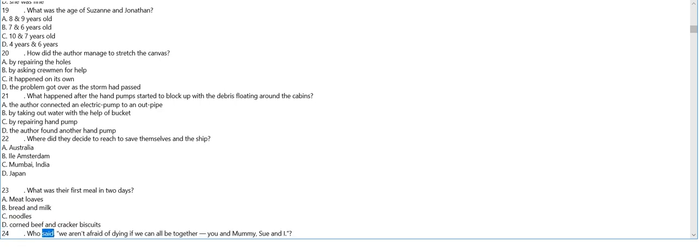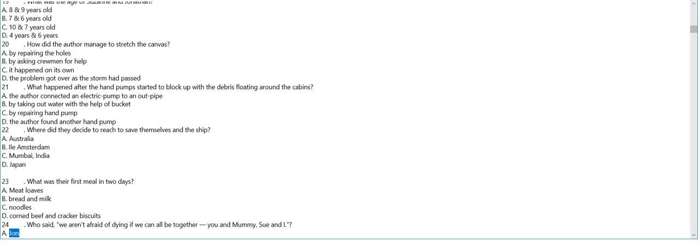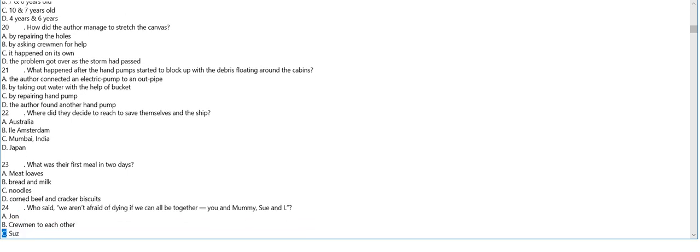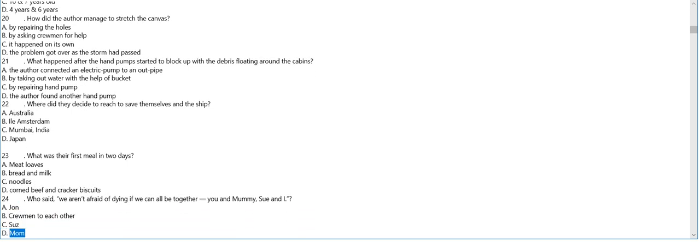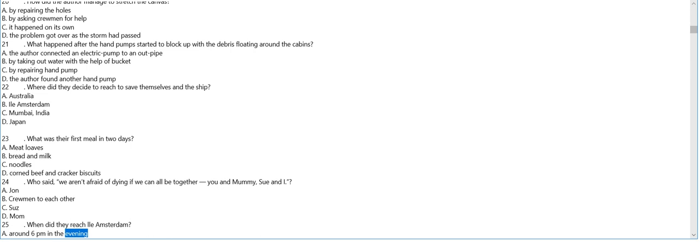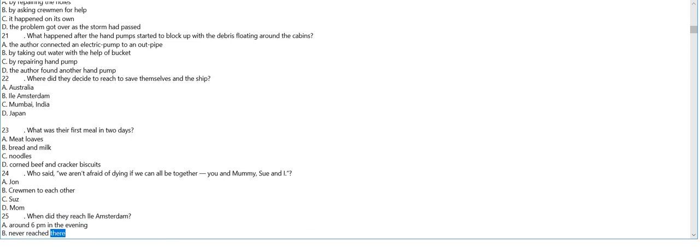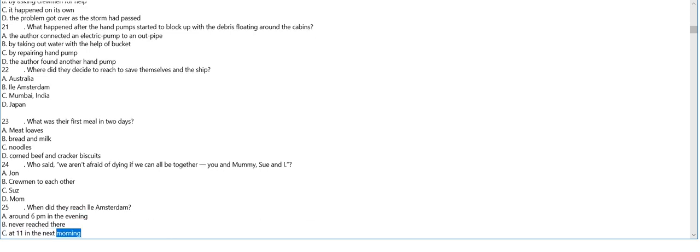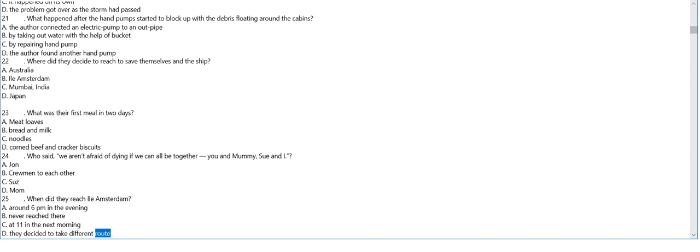24. Who said, "We aren't afraid of dying if we can all be together, you and Mummy, Sue and I"? A. John. B. Crewmen to each other. C. Suz. D. Mom. 25. When did they reach Isle Amsterdam? A. Around 6 p.m. in the evening. B. Never reached there. C. At 11 in the next morning. D. They decided to take different route.